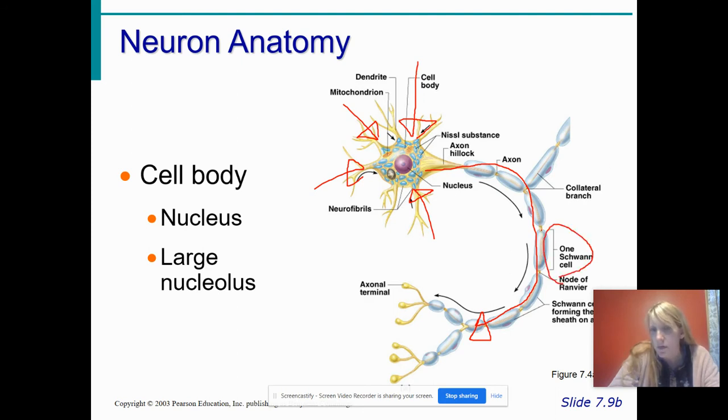There's a gap there. That gap is called the node of Ranvier, and that's necessary to help with the impulse. So the axon is the yellow underneath the Schwann cells. The Schwann cells are made up of a myelin sheath. Have you ever seen a Fruit by the Foot and how that's wrapped up really tight? That's how a Schwann cell is made. It's like a Fruit by the Foot. It's wrapped up really, really tight.